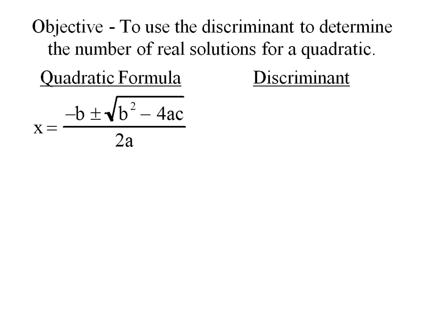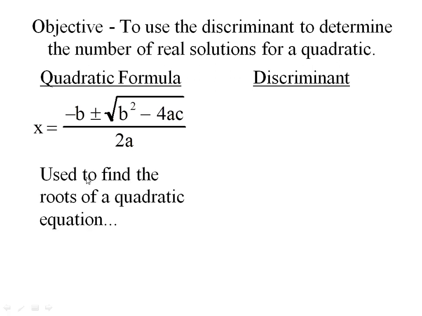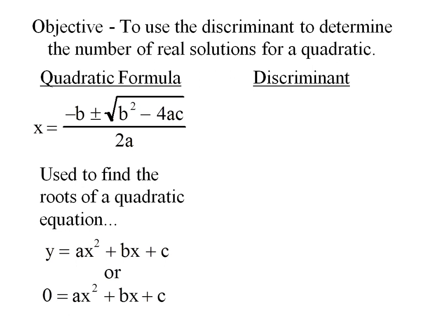So what this formula allows us to do is that we use it to find the roots or the zeros or the x-intercepts of our quadratic equation. And if you remember, our quadratic equation has to be written in standard form: y equals ax squared plus bx plus c, or sometimes we put 0 equals ax squared plus bx plus c. It doesn't matter. If we're going to graph it, we want a y equals. If we're going to use any other method, we want a 0 equals.